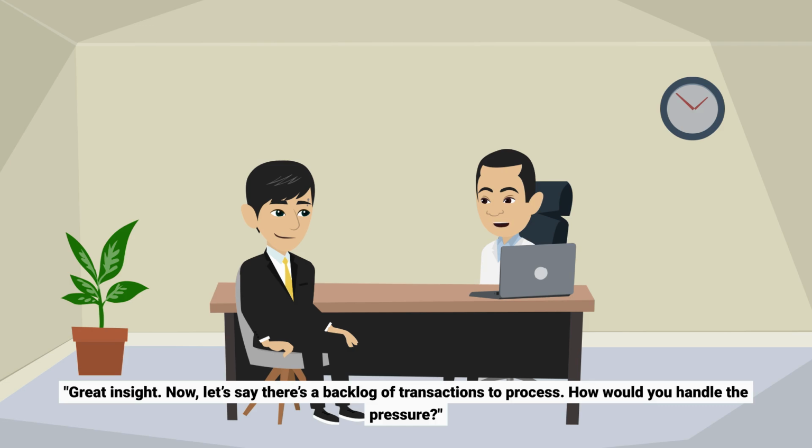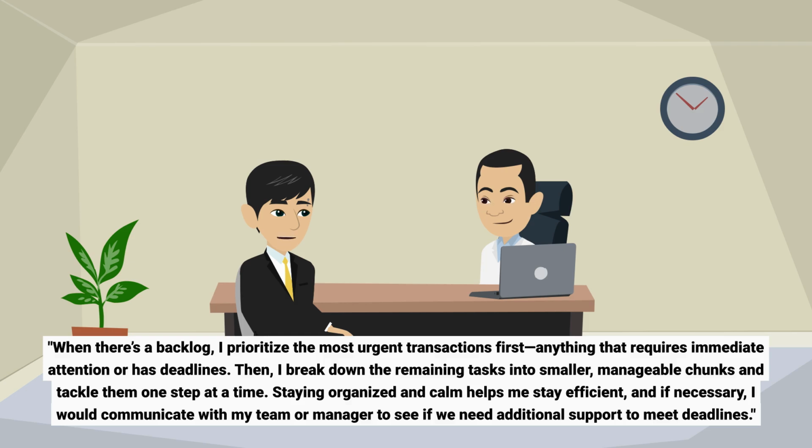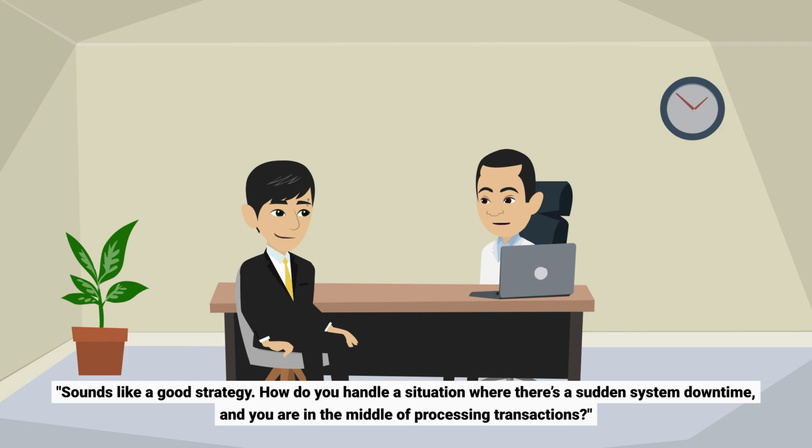Great insight. Now, let's say there's a backlog of transactions to process. How would you handle the pressure? When there's a backlog, I prioritize the most urgent transactions first, anything that requires immediate attention or has deadlines. Then, I break down the remaining tasks into smaller, manageable chunks and tackle them one step at a time. Staying organized and calm helps me stay efficient, and if necessary, I would communicate with my team or manager to see if we need additional support to meet deadlines. Sounds like a good strategy.